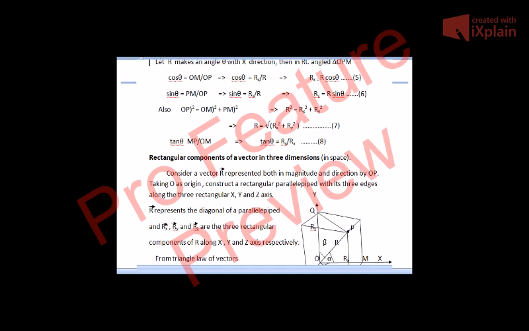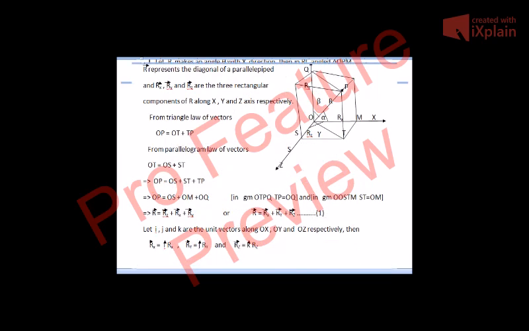Now from triangle law of vectors, from here we see OP is equal to OT plus TP. From parallelogram law of vectors, OT is equal to OS plus ST, which implies OP is equal to OS plus ST plus TP, which implies OP is equal to OS plus OM plus OQ.